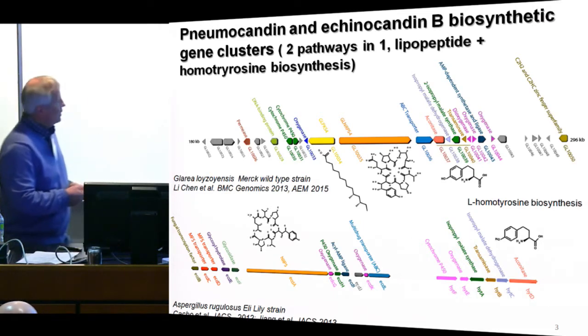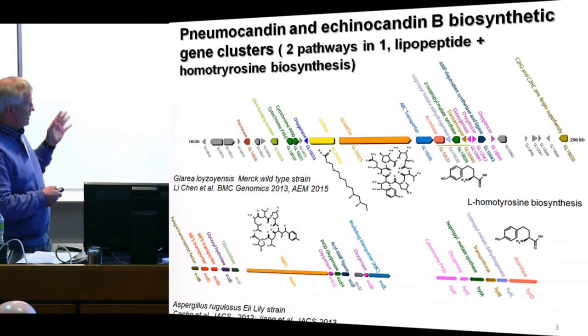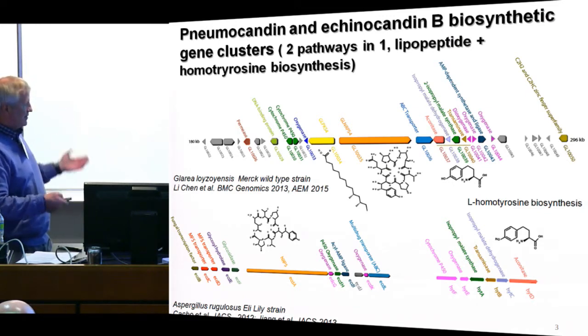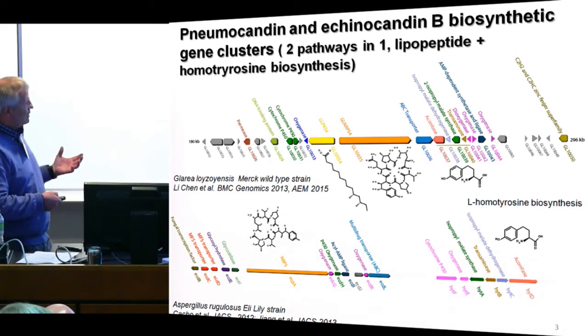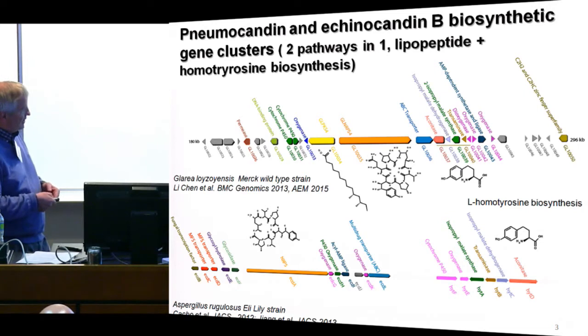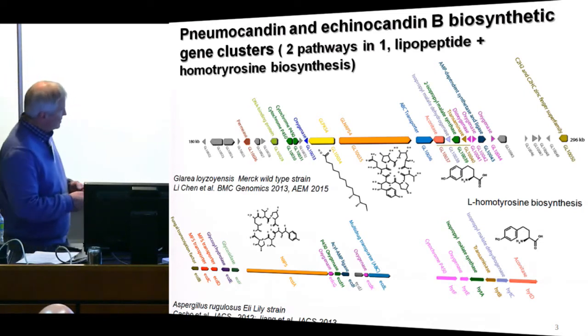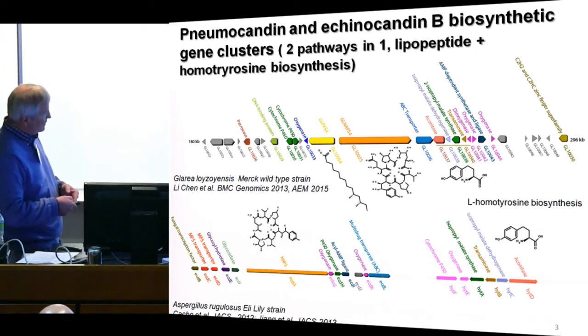Okay, so we were writing up our paper to publish in BMC Genomics, and Yitong's lab at UCLA published a paper in JACS on the echinocandin B pathway, and it's remarkably similar to the pneumocandin pathway, but it does have some important differences. So here's the core anchoring gene, the non-ribosomal peptide synthase that makes the core, a bunch of oxygenases, P450s up and down, and the same ABC transporter.